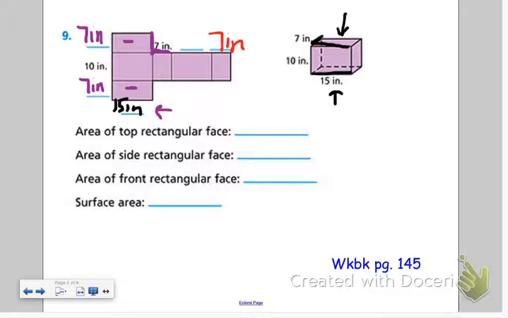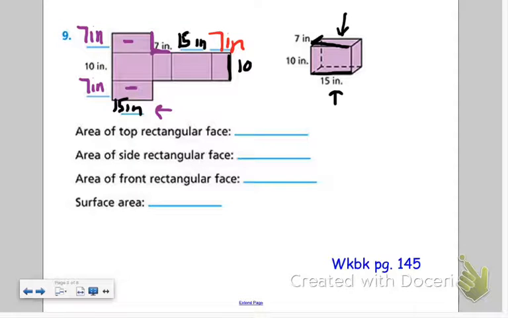And let's see. That's going to be the same over here. 15 inches. Oops, there we go. Because again, the 7 is going to fold in with the 15. And of course, they don't really have anything here, but this side would be 10. Okay. Now we're ready to actually find the different measurements of the faces.